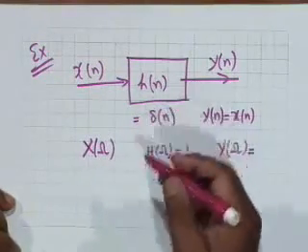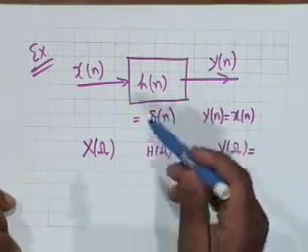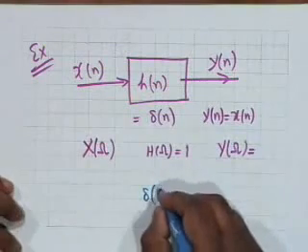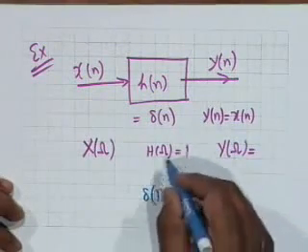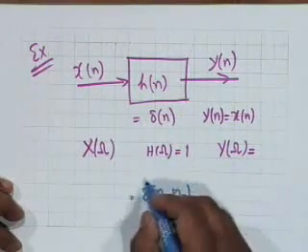Now suppose we change this. Suppose it's a delayed impulse. Suppose h[n] is equal to delta[n minus n0].